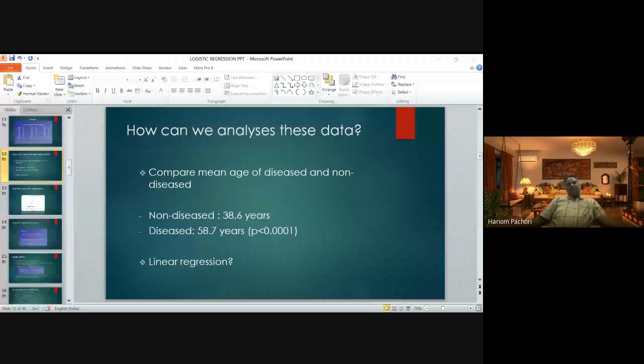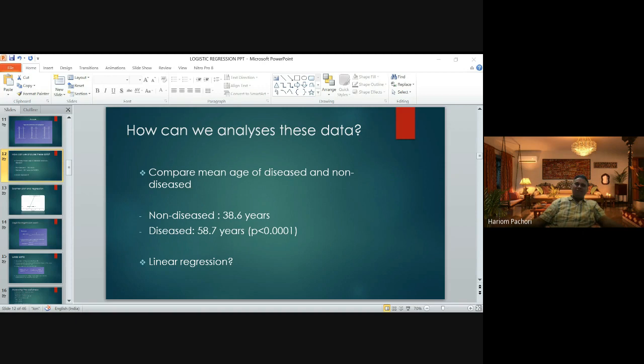So this is whatever we have seen the data. So this is analysis of that data. How can we analyze these data? Compare mean age of the disease and non-disease. So mean age for non-disease is 38.6 years, and for disease it is coming 58.7 years. And the p-value is less than 0.001. This is highly significant. So can we perform linear regression over here in this case?